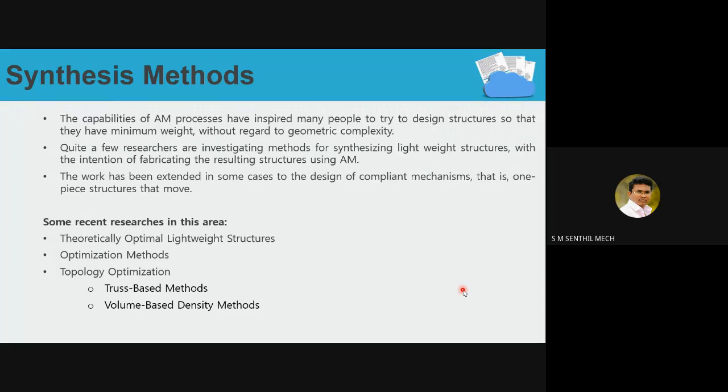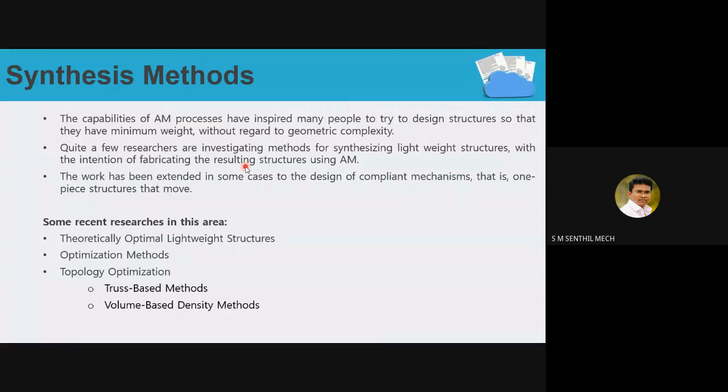Now, the capabilities of the AM process have inspired many people here to try to design structures so that they have minimum weight without regard to the geometric properties. A lot of work is taking place, they are trying to synthesize lightweight structures. Why they are so concerned about lightweight structures is that it offers a lot more advantages.